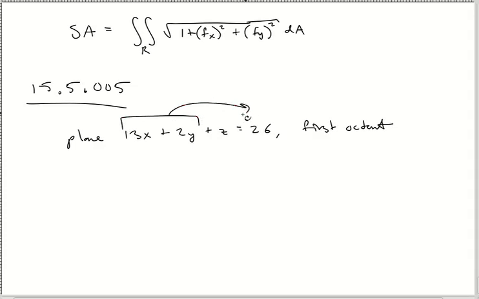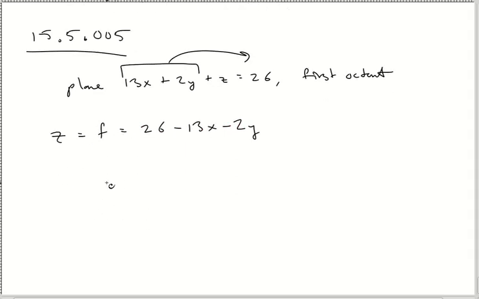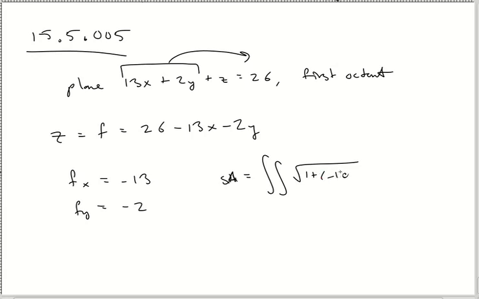I just move this stuff over to get my z, or f. It's equal to 26 minus 13x minus 2y. These z and f are synonymous. They're the same thing. So f sub x, when I take the derivative, is negative 13, and f sub y is negative 2. Using this, my surface area would be the double integral over that region of the square root of 1 plus negative 13 squared plus negative 2 squared, dA.